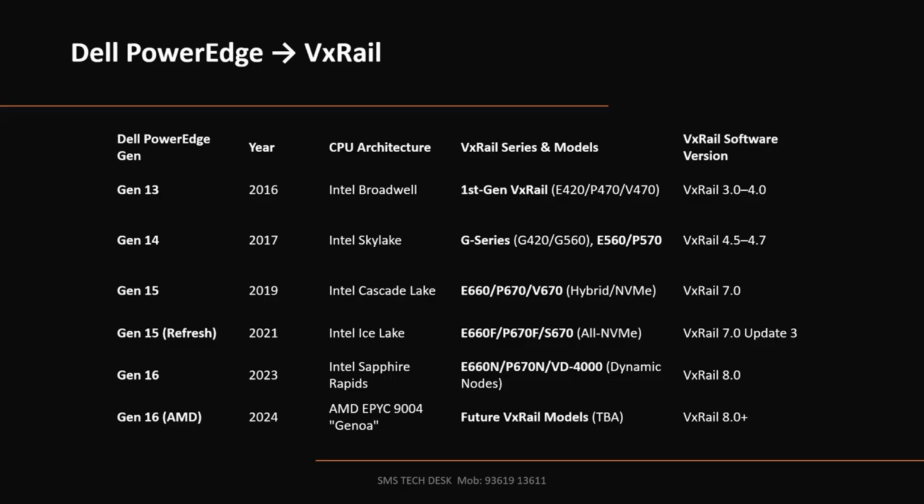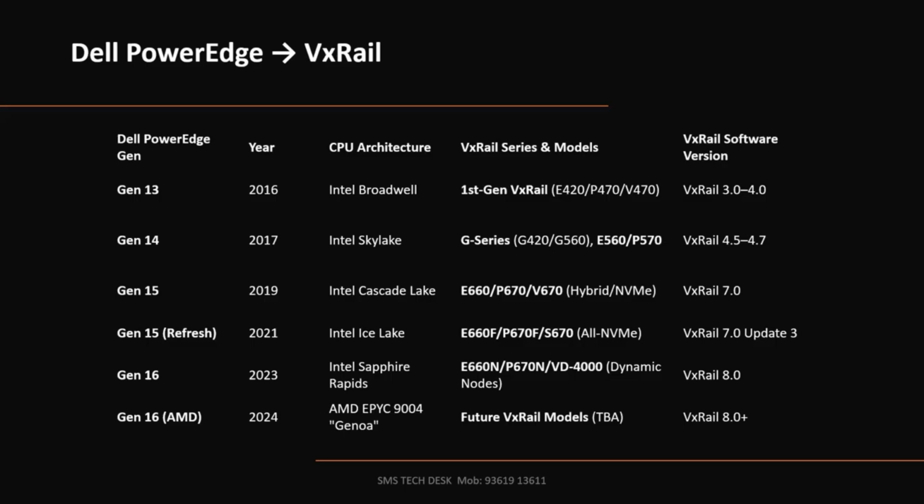It is VxRail 3.0 and 4.0. If it is Gen 14 with the Intel Skylake processor, we have VxRail 4.5 to 4.7. Generation 15 is used in VxRail 7.0 with model numbers called E660, P670, V670. I'll explain all these models in the upcoming slides: what is E, what is P, what is V, and why they call it the G series. All the steps will be explained.